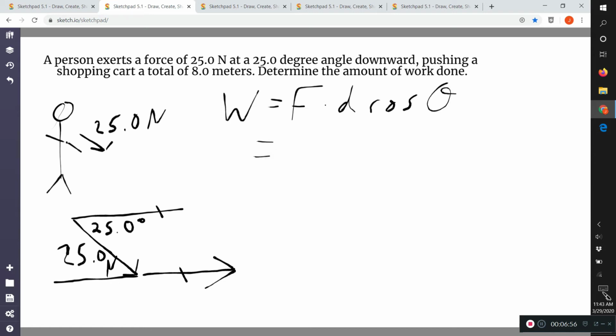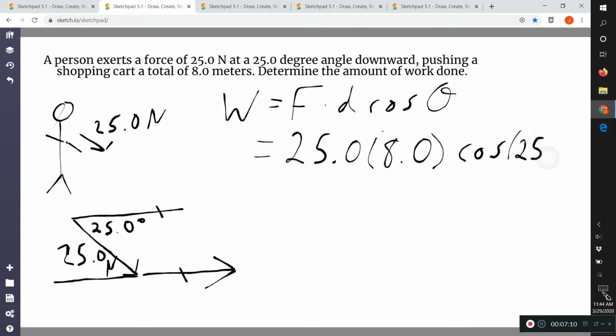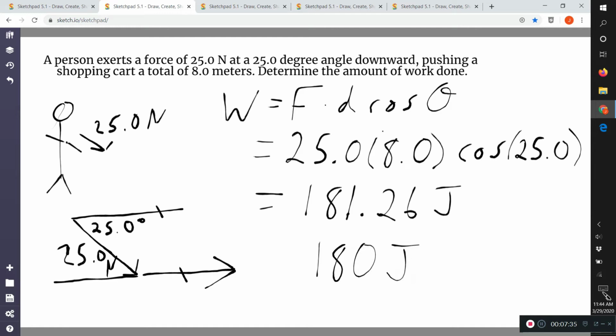So in this situation, we're just going to take 25.0 times 8.0 times the cosine of 25.0. We work that out, and we will get roughly 181.26 joules. That'd be Newton meters. However, due to sig figs, we're going to round that to 180 joules.